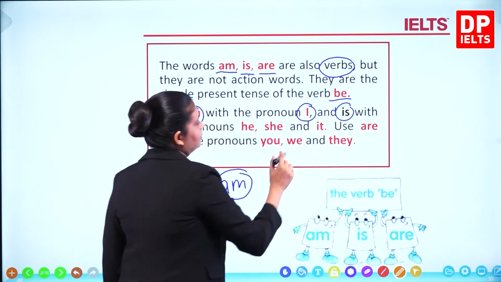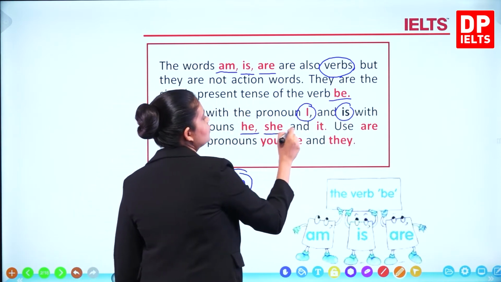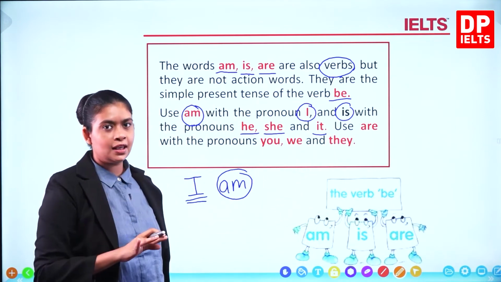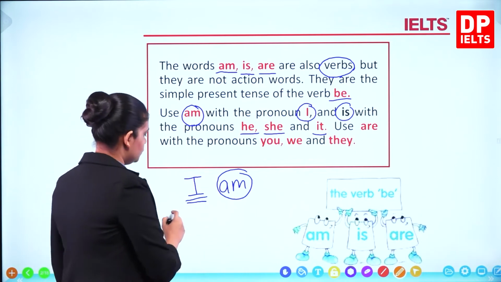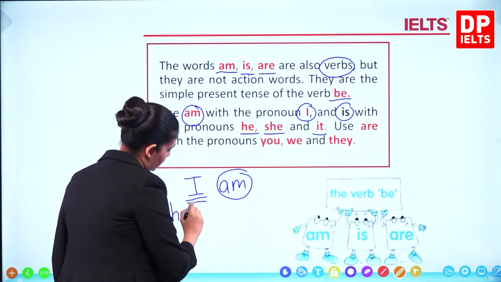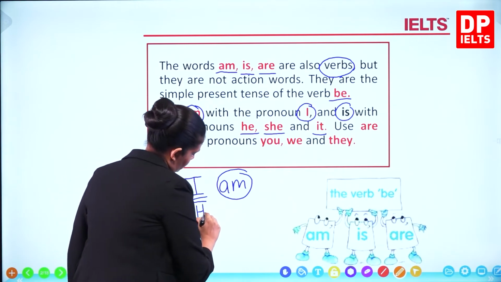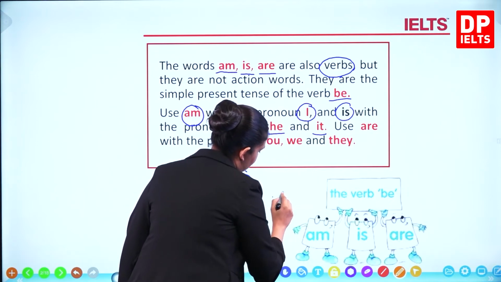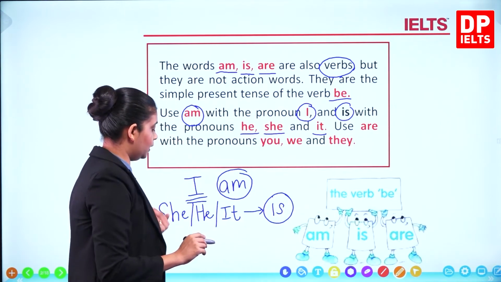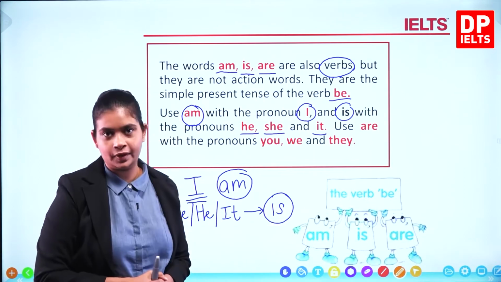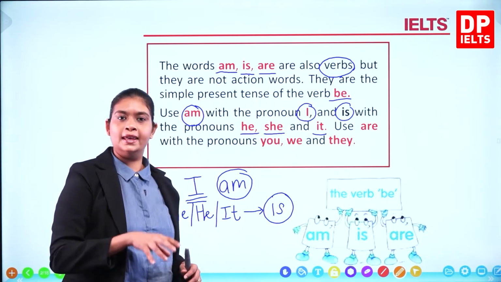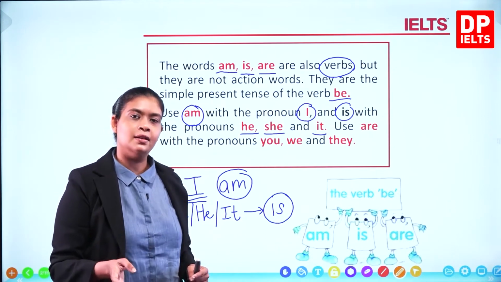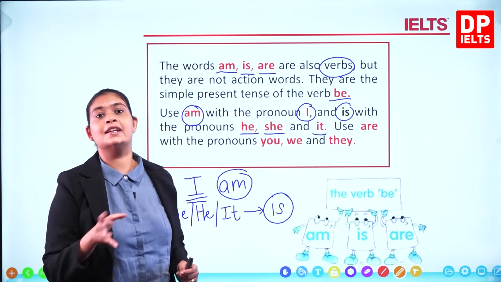is. We use it with pronouns he, she, it, or you can use it with singular nouns, right? So he, she, or it. We use it with is. Or we can use it with any singular noun, right? She is a girl. He is a boy. It is a cat. Maya is a girl, right? Sri Lanka is a country.